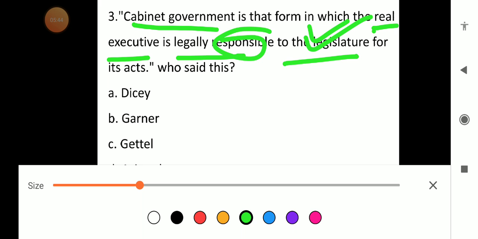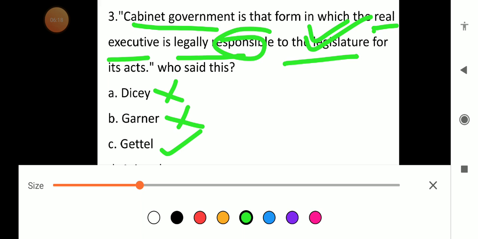Let's see. Dicey says that cabinet form of government is that which is founded on the fusion of executive and legislative powers. So it is not about the fusion of executive and legislative power. This is the cabinet form in which the real executive is legally bound. So Dicey is not our answer. Gardner says cabinet government is that system in which the real executive ministry is immediately or legally responsible to the legislature. It is similar but not the same. So it is also not the answer.